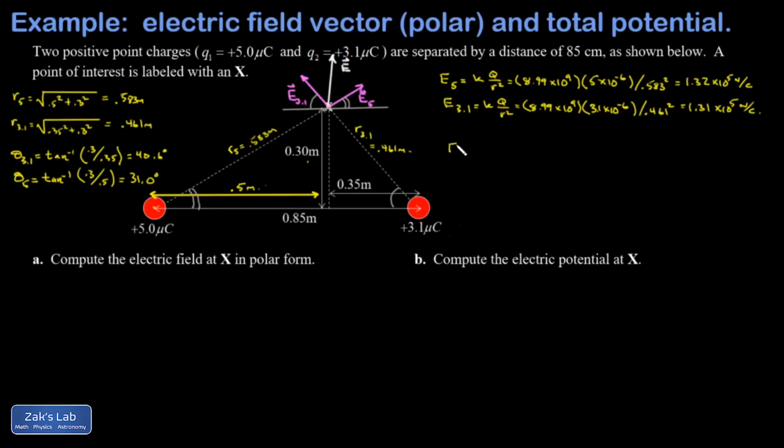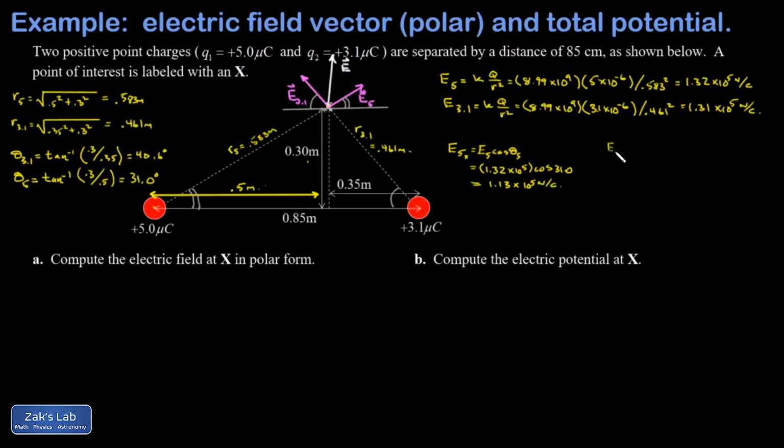So I'll start with E5 and say E5x, that's E5 cosine theta 5. That's 1.32 times 10 to the 5th cosine 31.0. That gives me 1.13 times 10 to the 5th newtons per coulomb.